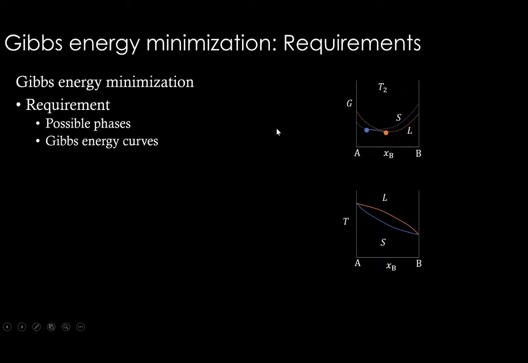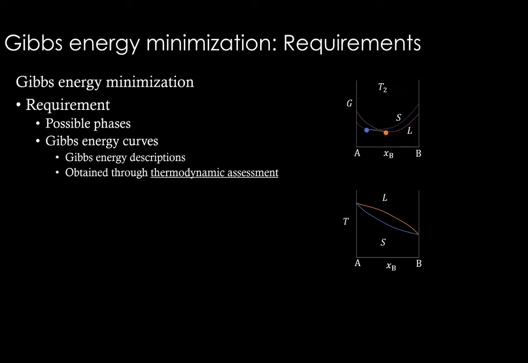Then the Gibbs energy curves, Gibbs energy descriptions basically. These descriptions are obtained through a process called thermodynamic assessment. We'll see more about this thermodynamic assessment in future. Later in this video, we'll see a short introduction to that. These Gibbs energy descriptions are compiled in a database file, and this database file is what we need. This is the requirement to get a phase diagram through this Gibbs energy minimization process.